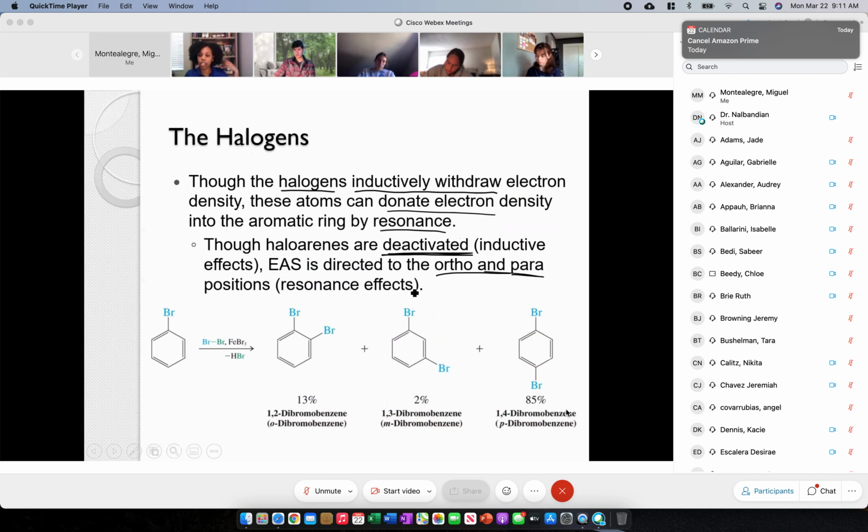So they're kind of doing two things. Usually we said something deactivated, it's going to be a meta director. Activated, ortho-para. But now it's deactivated and ortho-para because of inductive and resonance effects. Remember, these are electron withdrawing by induction and electron donating by resonance. So here we get mostly our ortho and para products.